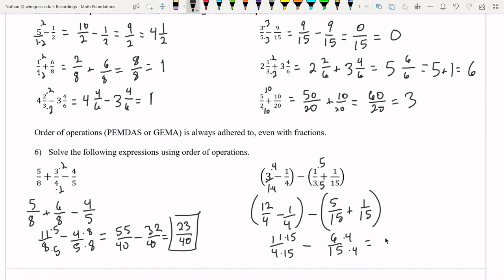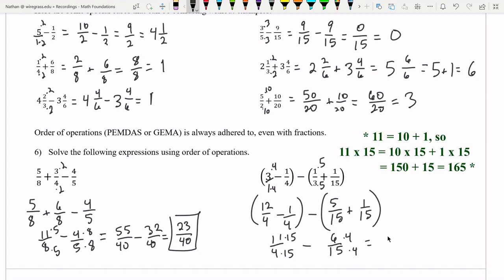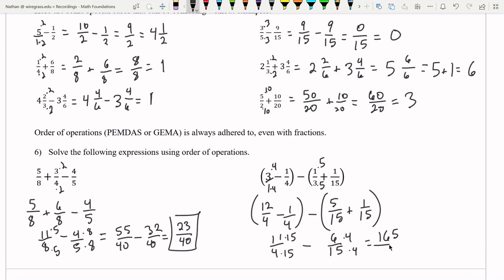Okay, 15 times 11 is going to be 150 and 15, 165. And then 4 times 15 is 60, so we're going to minus 6 times 4 is 24 over 60. So doing that subtraction is going to give me 141 over 60. And of course, 60 can go into 141 twice. That's going to be 120, giving us 21 over 60. Either one of these is a valid solution.